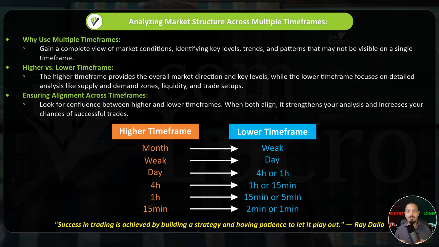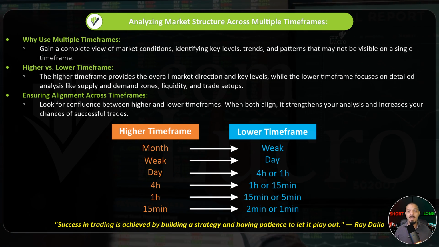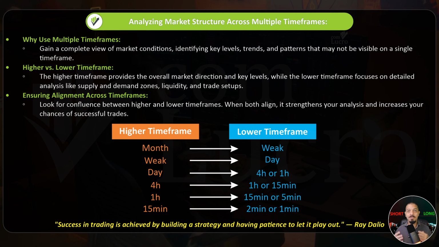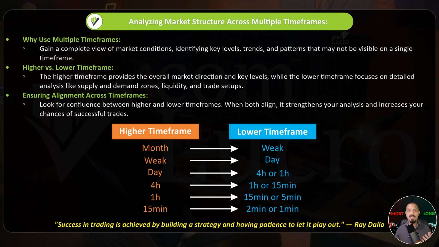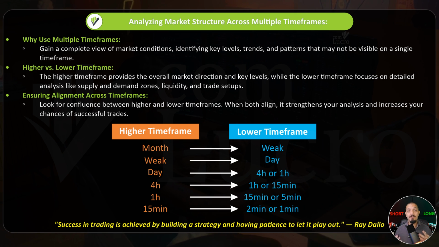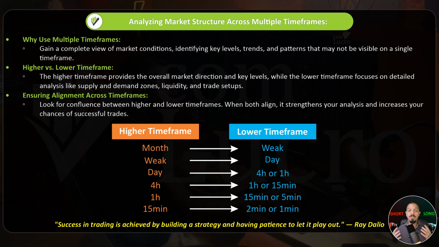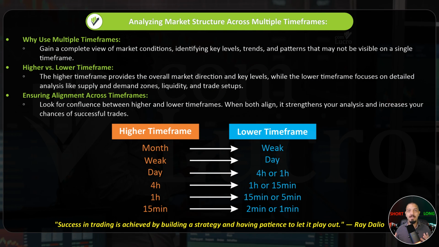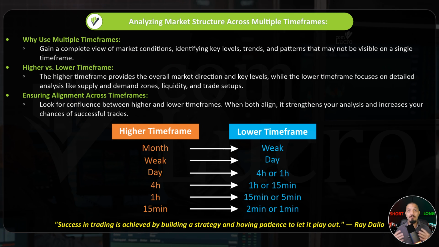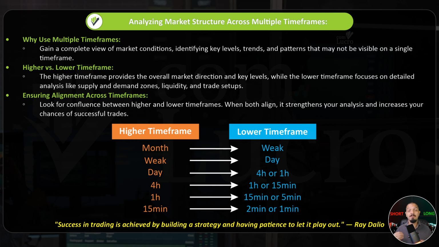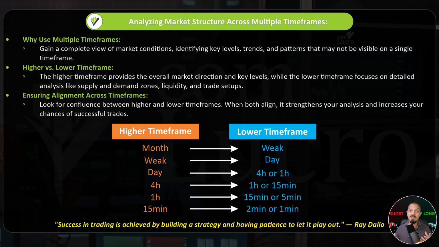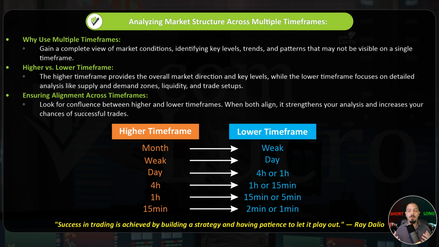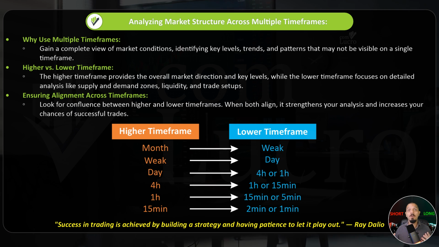In our trading strategy, we use two types of time frames, the higher time frame and the lower time frame. The higher time frame is used to assess the overall market direction, key levels, and the broader picture. Meanwhile, the lower time frame is where we conduct most of our detailed analysis, examining market direction, supply and demand zones, liquidity areas, chart patterns, and potential trade setups. Once you've applied the market structure concepts, it's crucial to ensure that the structures align across these time frames. Look for confluence between the higher and lower time frames.